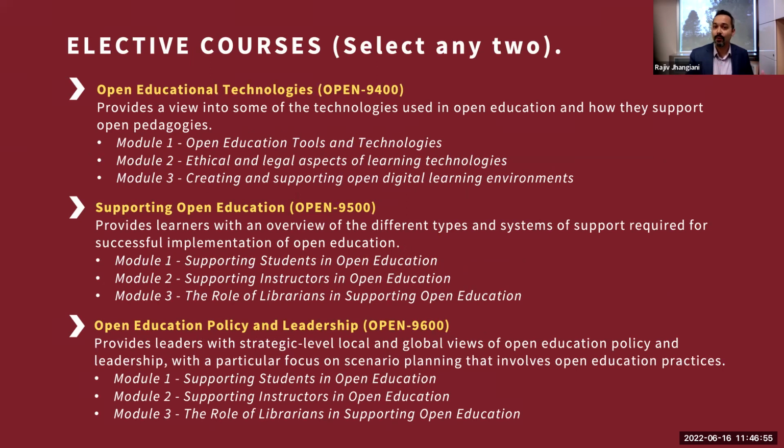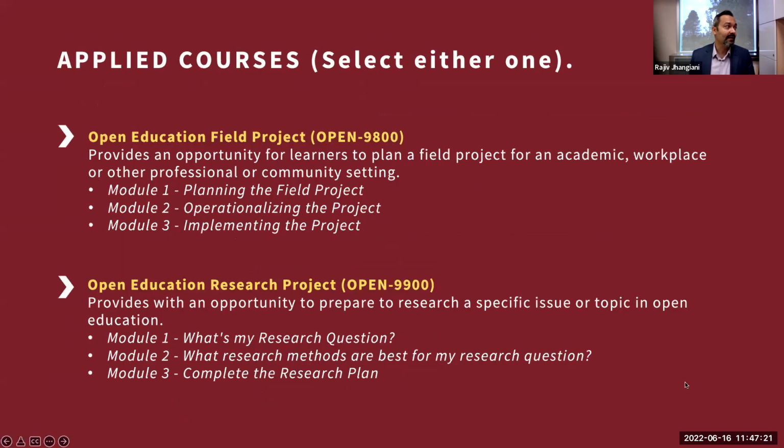If you're already working in the space, perhaps in the context of a library, you might want to pick the course on open educational technologies as one of your electives, for example. But we have open educational technologies supporting open education, as well as open education policy and leadership that are the 3 elective courses. And as I said, learners will pick any 2 out of those 3 courses among this elective suite. And then finally, we cap the program with an applied course.